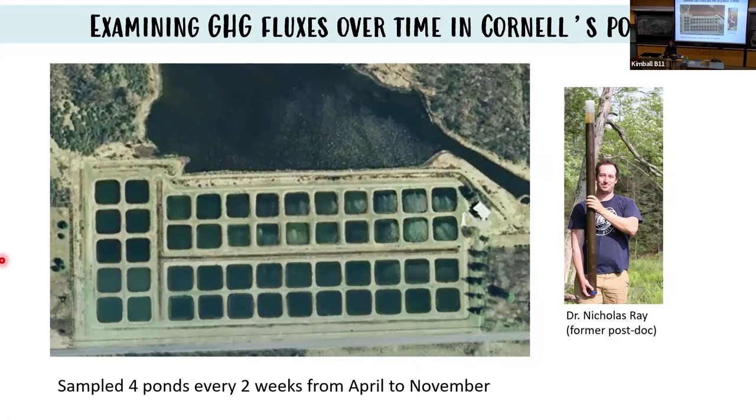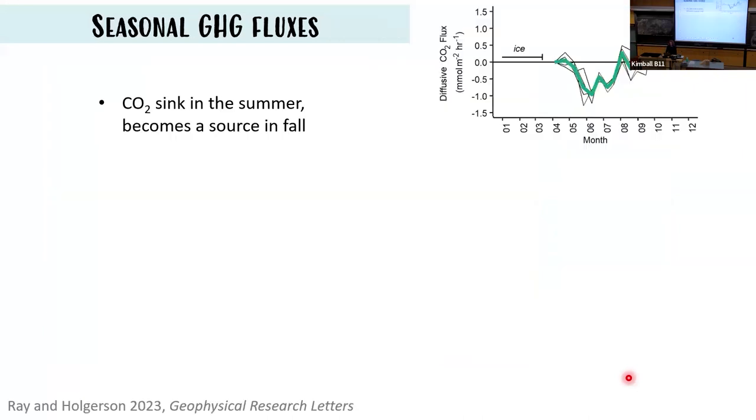And so when I first got here, Nick and I decided that we wanted to look at the seasonal dynamics of these greenhouse gases. So we picked four replicate ponds to work in to see how the greenhouse gas fluxes and concentrations changed through time by sampling the ponds every 2 weeks from April, shortly after the ice melted, through November when the ice was forming back on the ponds again. And we wanted to see how variable it was through time.